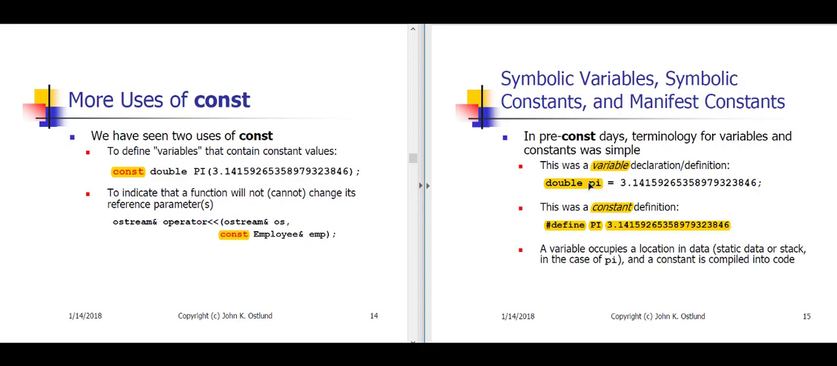Now, the advantage of the variable, of course, is that you can change the variable. The advantage of the constant is that you can't change the constant. However, the constant created using pound-define is annoying because it's handled by the preprocessor rather than by the compiler itself.